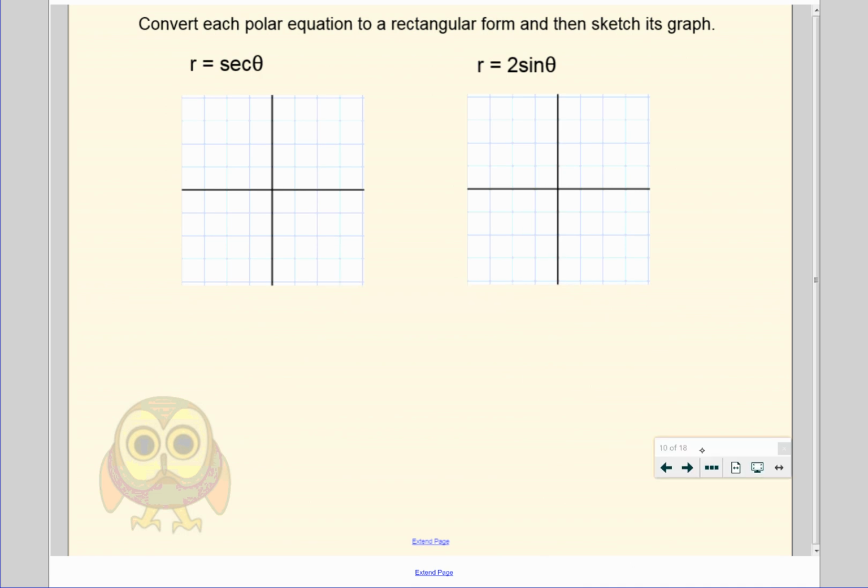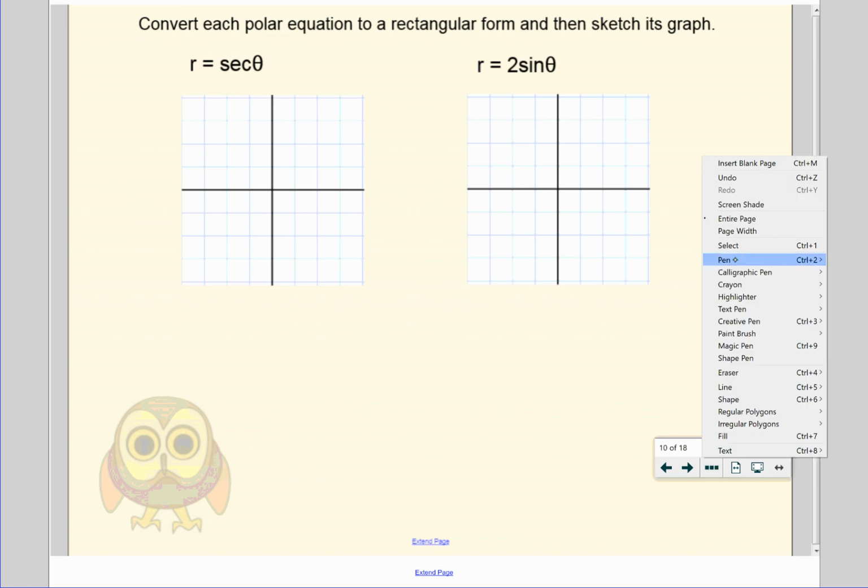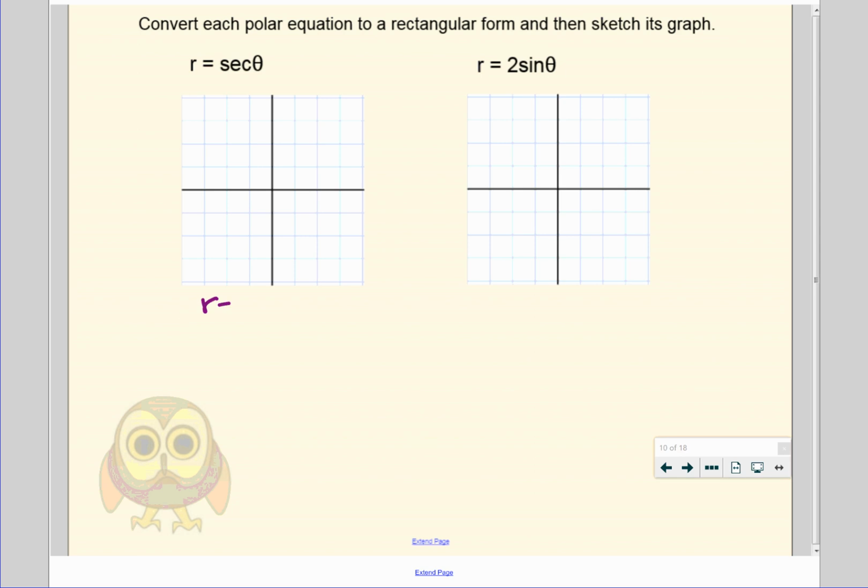Okay, r equals secant theta. All right, we don't have a secant in any of our conversion formulas, but what do we have? A cosine. So secant's the same as 1 over cosine. I'm going to get that cosine out of the denominator. I'm going to multiply both sides by cosine. R cosine equals 1. What is r cosine equal to? X equals 1.